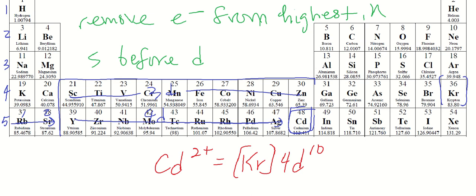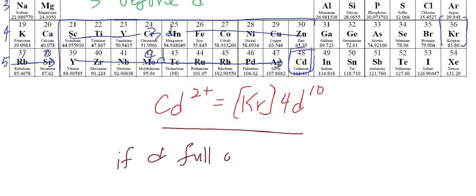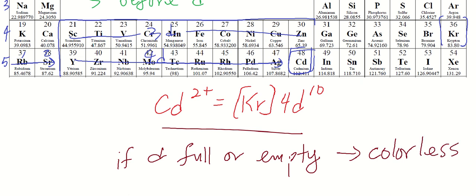One more side note here. Because the d orbitals are full or empty, those cations typically produce a clear, colorless solution. So that's what this is. The D's, if D's are full or empty, you can expect a colorless solution, and that's what you get. All right, and the reason for that is maybe another topic.